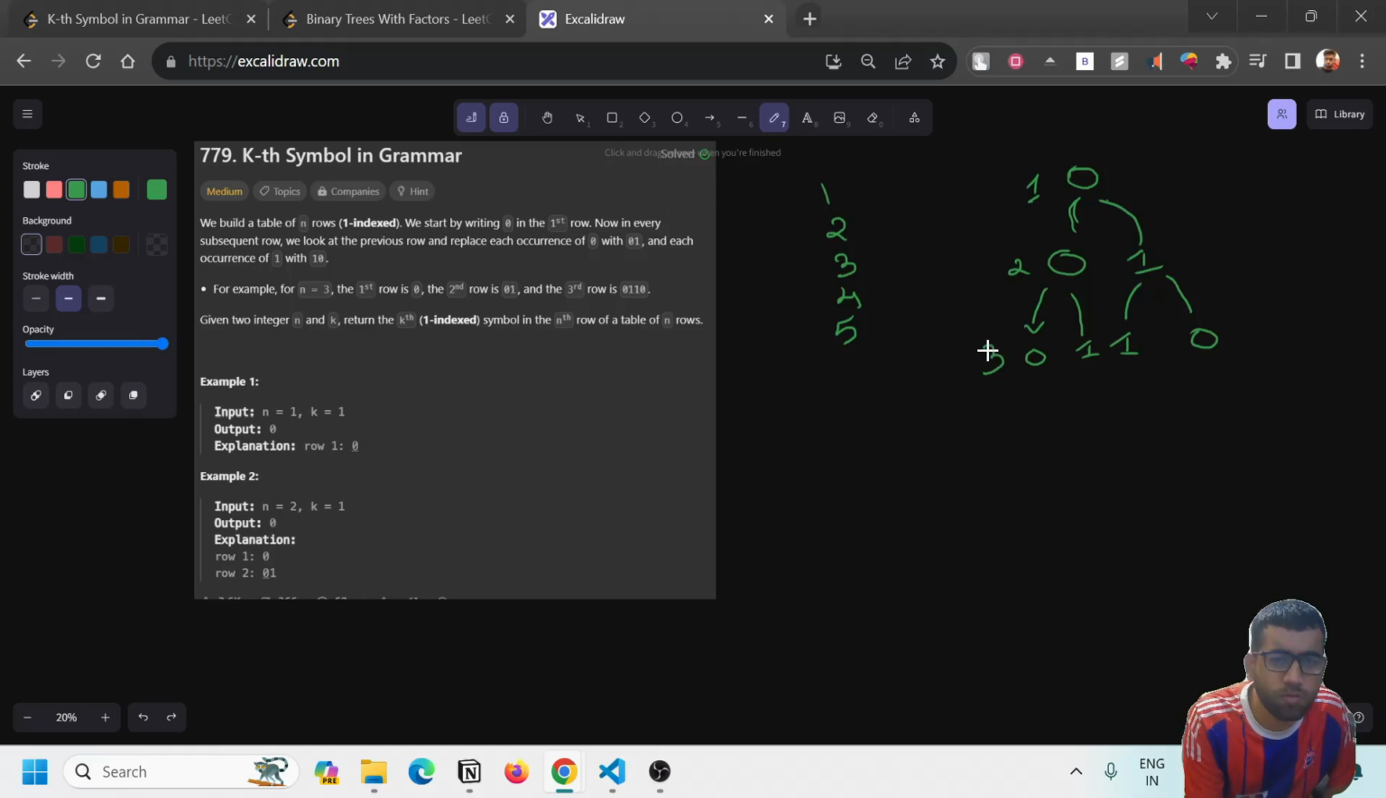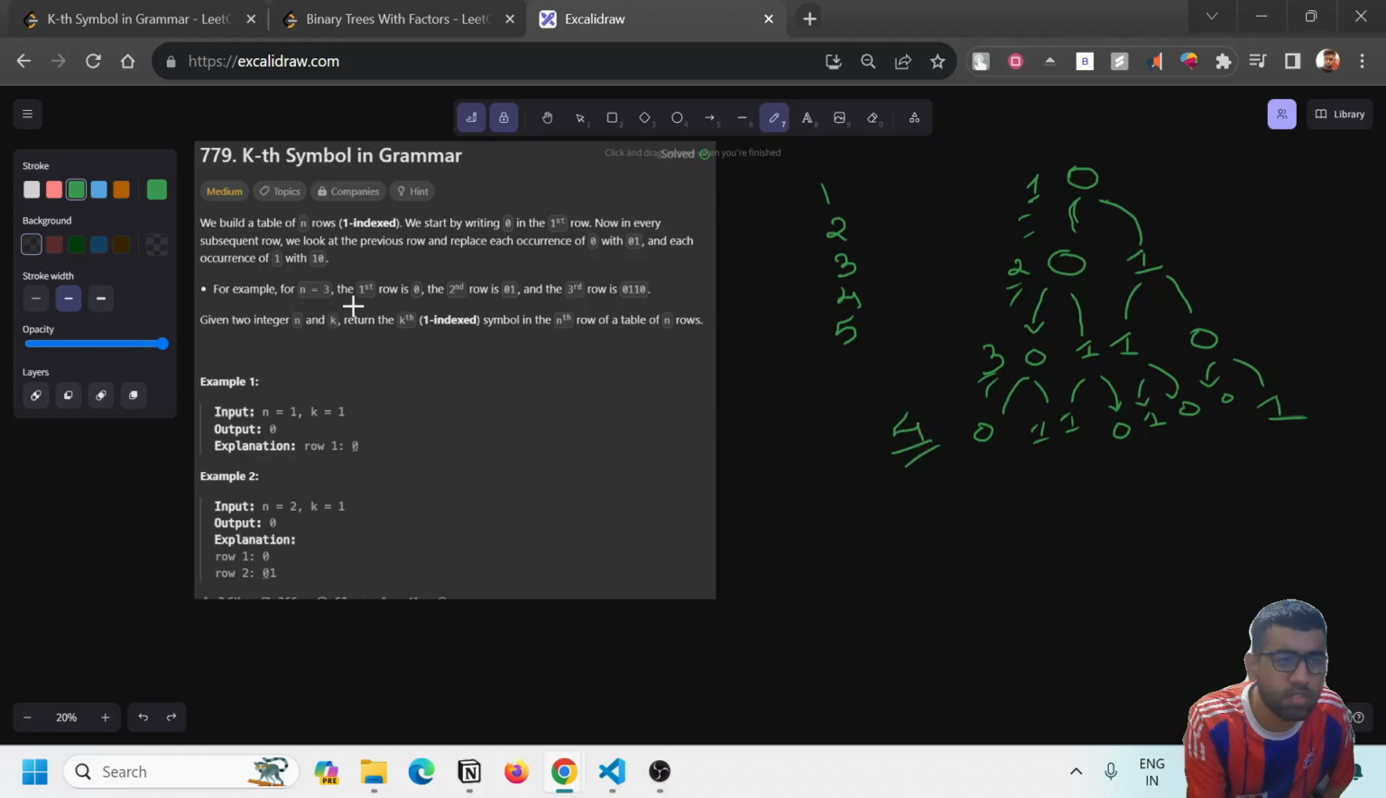So it looks pretty simple, right? This is the third row, this is the second row, this is the first row. Similarly, we can draw it out for the fourth row. 0 and 1, 1 and 0, 1 and 0, 0 and 1, and this is the fourth row.